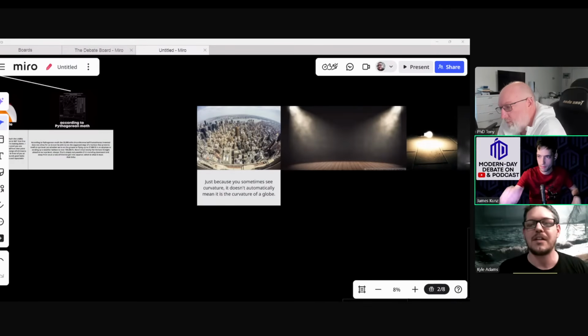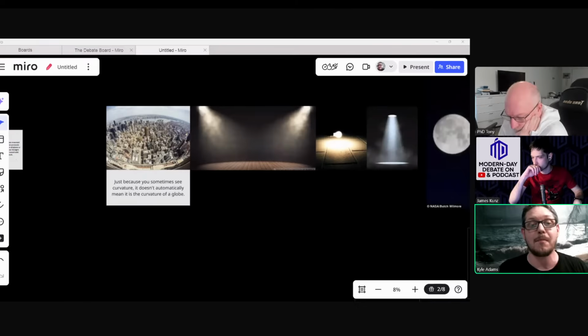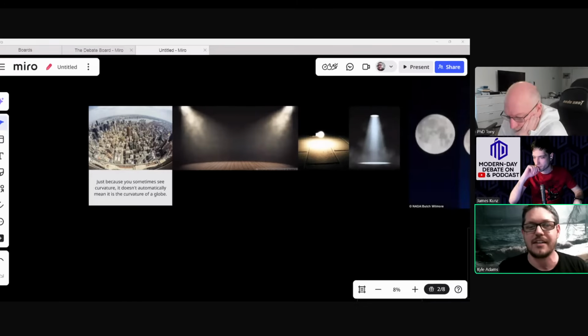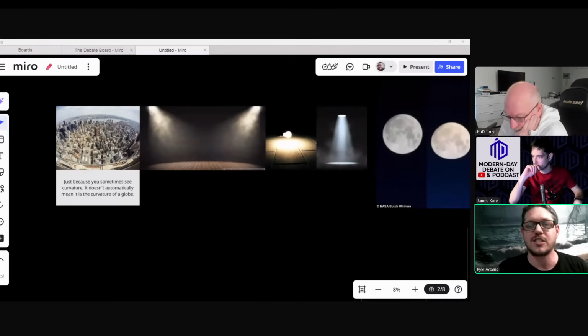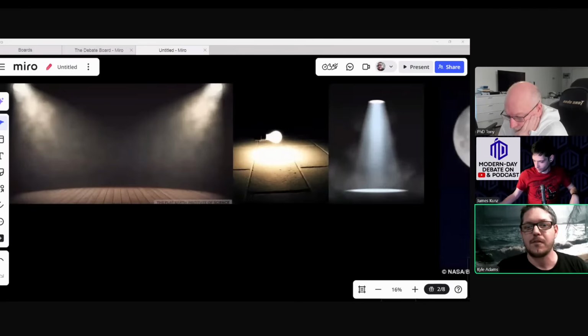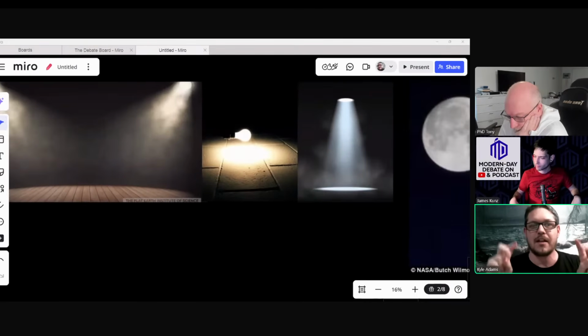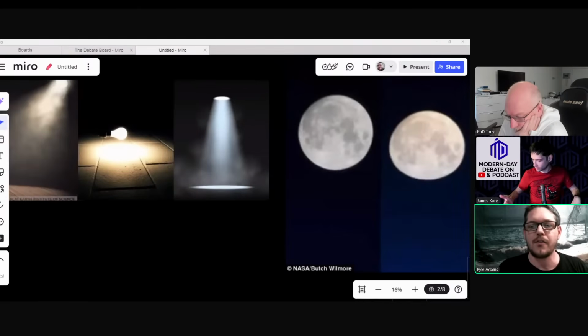Okay, if you want to say you can see curvature from really high up, these are some other things that you got to really take into consideration here. This one's called the spotlight effect, where light itself, when it radiates outward, can make the illusion of curvature on the horizon.